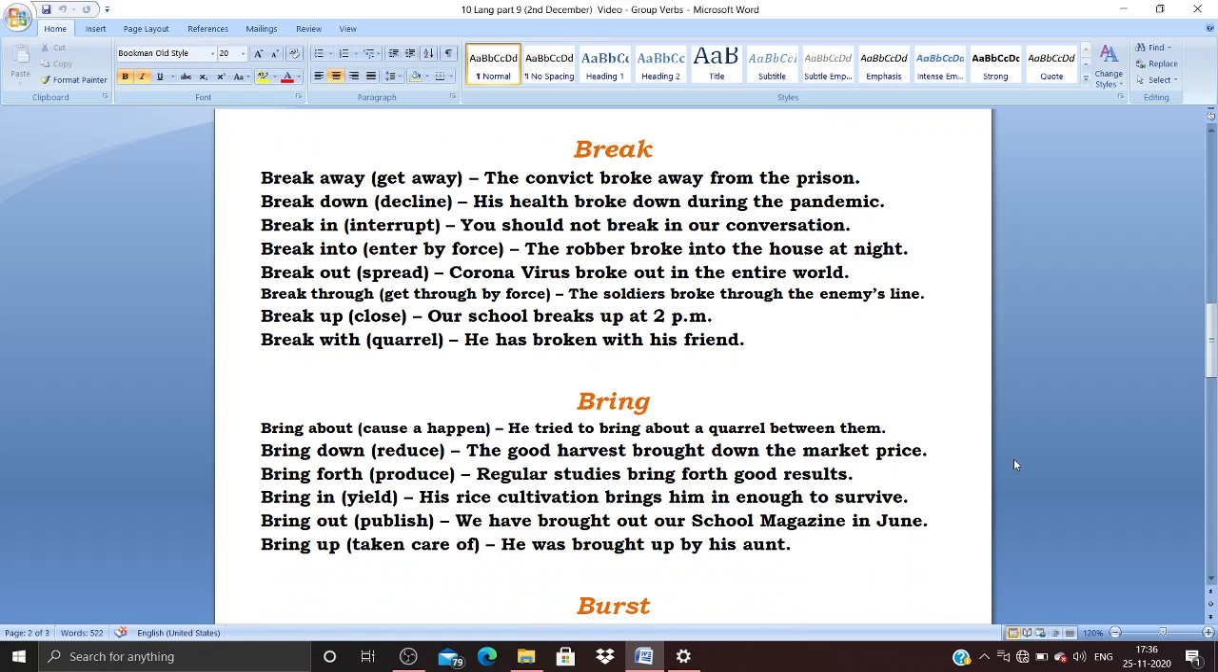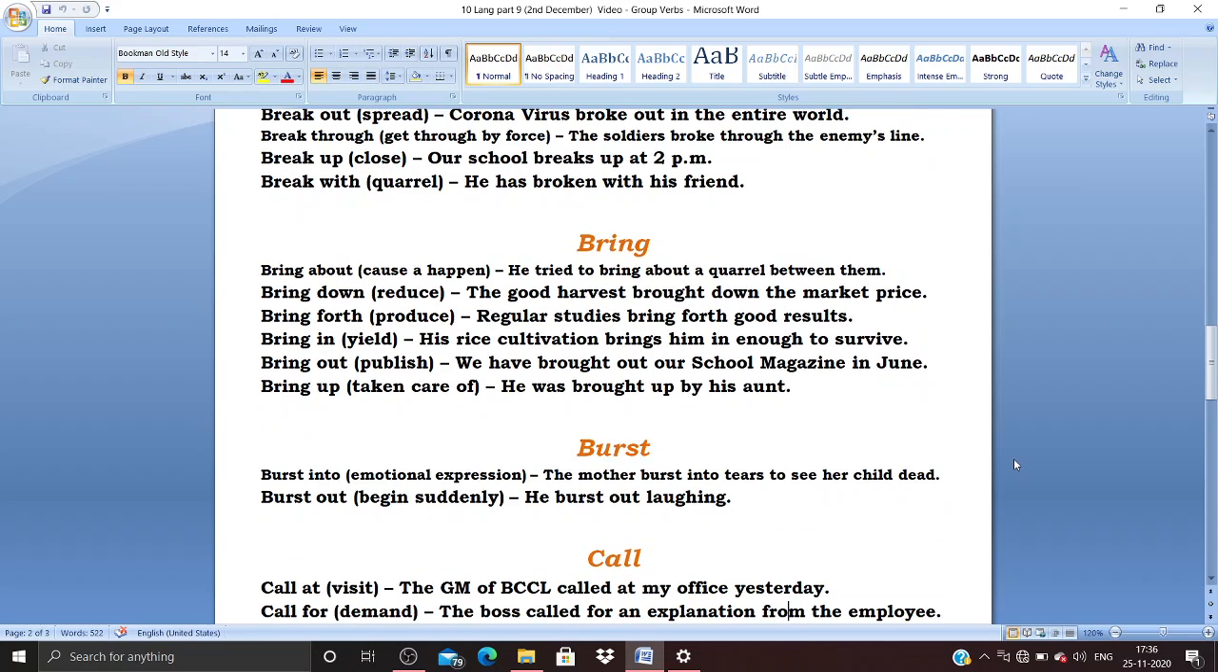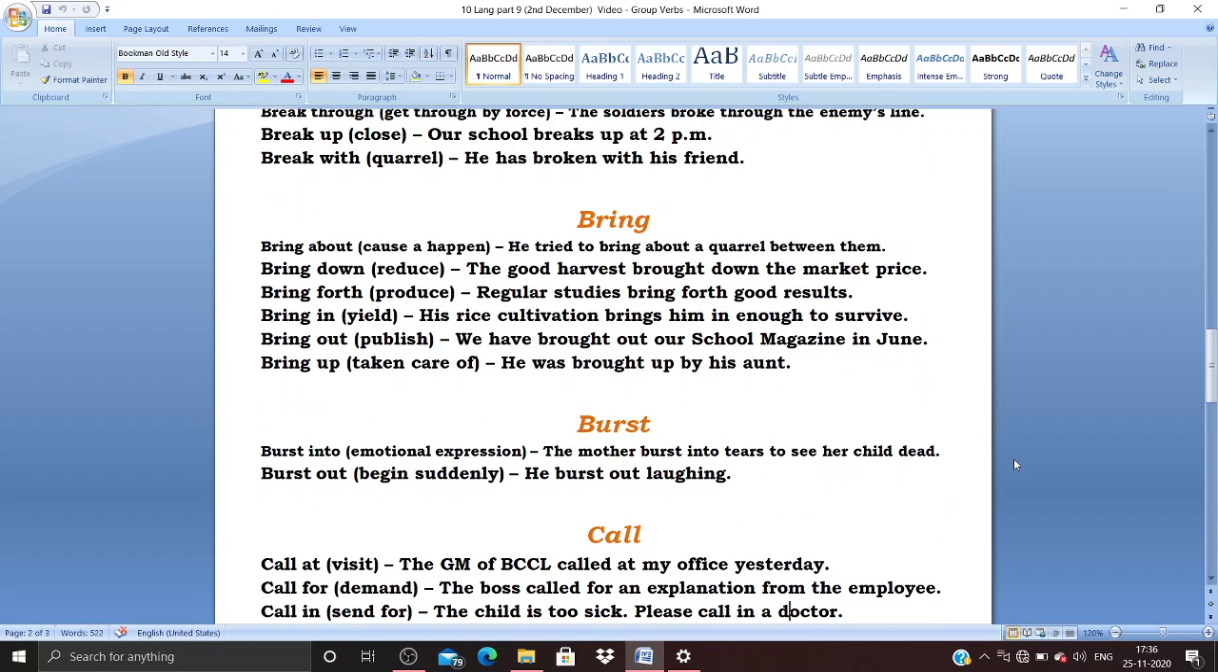Next verb is bring. Bring about, cause a happening. He tried to bring about a quarrel between them. Means he is the cause to have a quarrel between two persons. So he tried to bring about a quarrel between them.